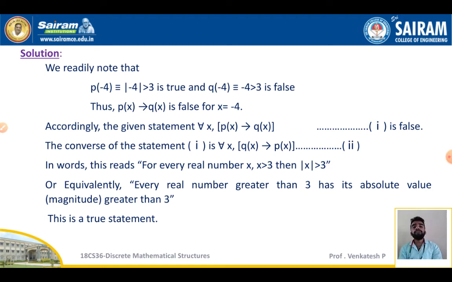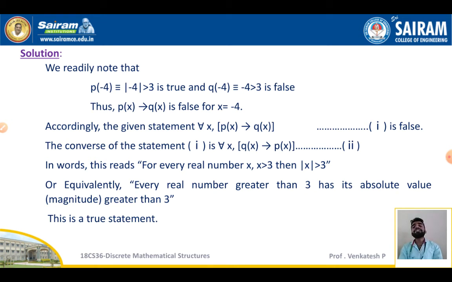So we can say that "if p of x then q of x" is false for x equals minus 4. For this value, the given implication is not true. Accordingly, the given statement, for all x, if p of x then q of x, is false at x equals minus 4.